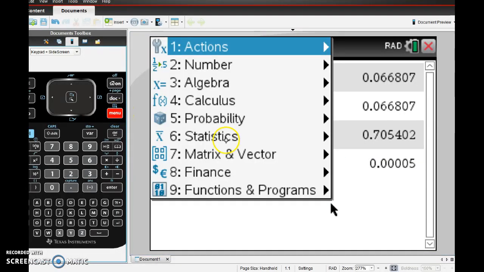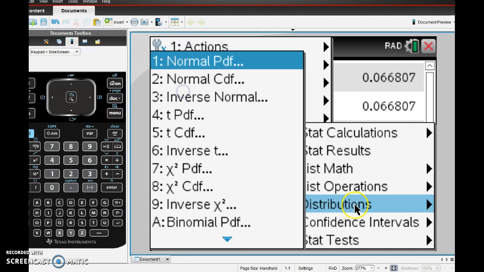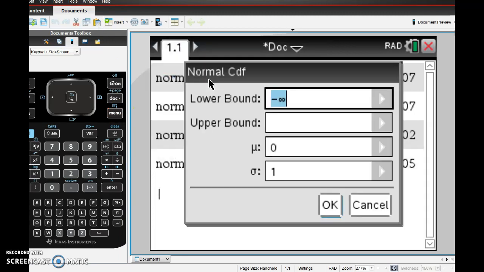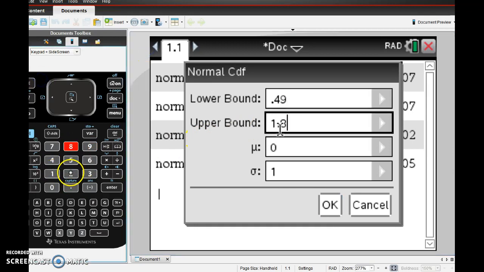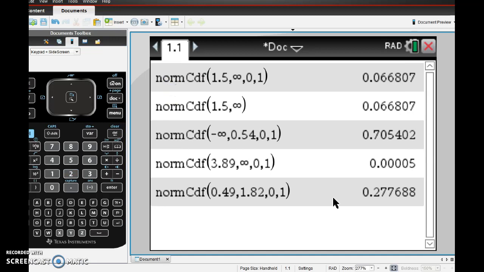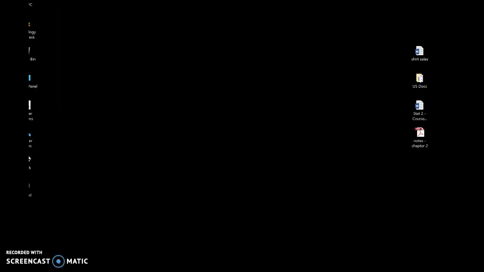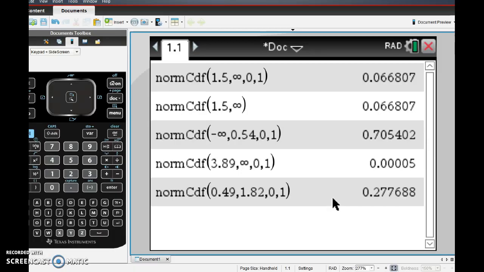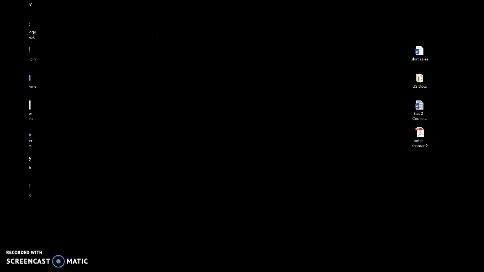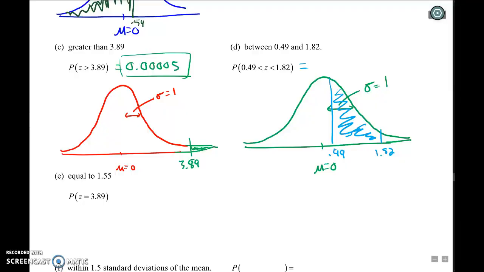Menu, statistics, distributions, normal CDF, 0.49, 1.82 was it? I can't remember. I think it was 1.82. 27.7 or 27.8. Yeah, 1.82. Oh, dope. 0.278. This is 0.278, about 30%.